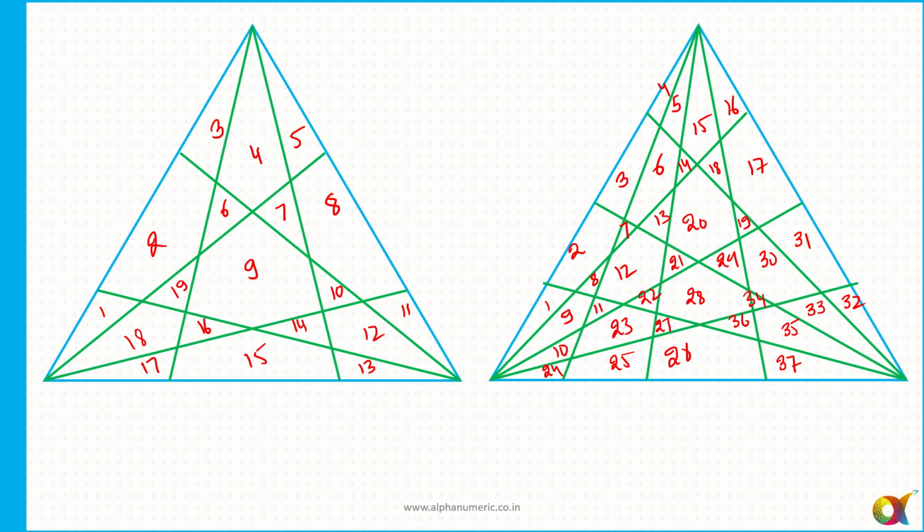Now, if I ask you, if I draw four lines from each of the vertices such that no three lines are concurrent, then how many regions will be generated? If I start counting, it will be very difficult. So there is a general formula for this.